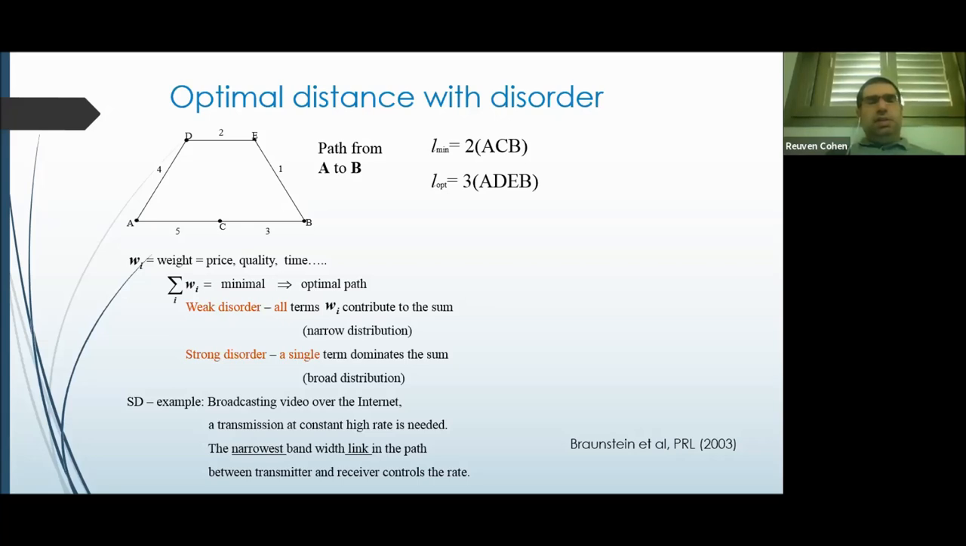We can distinguish between two kinds of behavior. We can have either weak disorder, which means that all the terms are from a narrow distribution, and usually the shortest path will be also more or less the shortest one in terms of the number of edges we span, and strong disorder, in which there is a very wide distribution of the prices of the times, for instance, that it takes to move across some edge. And in this case, a single term, the highest cost term, dominates the entire sum. For instance, if you want to broadcast through the internet, then the narrowest link between us and the destination determines the bandwidth that we get.